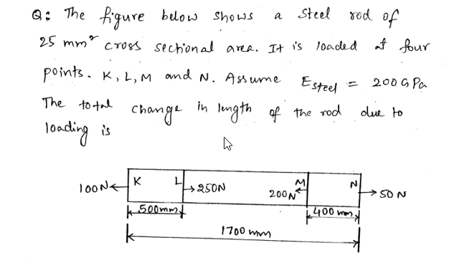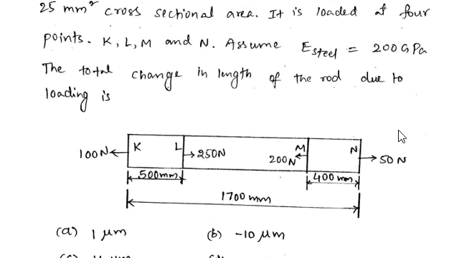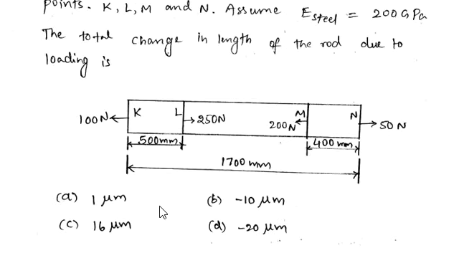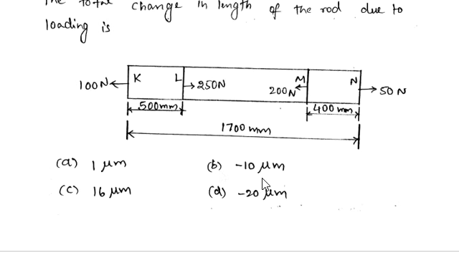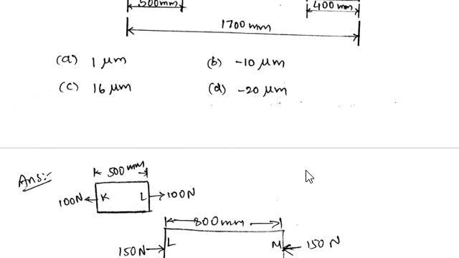It is asking to find out the total change in the length of the rod. So because of these loadings, what is the total change? Total change in the length of the rod we have to calculate. And here the options given are A 1 micrometer, B minus 10 micrometer or minus 10 microns, C is 16 microns, and D is minus 20 microns or micrometers. And the correct option will be B, that is minus 10 micrometers or minus 10 microns.